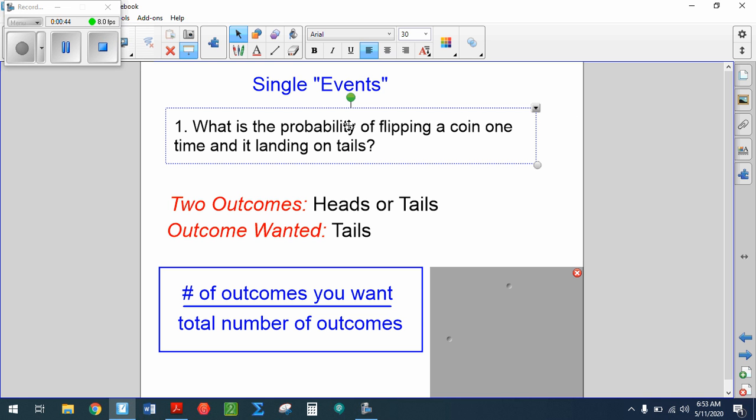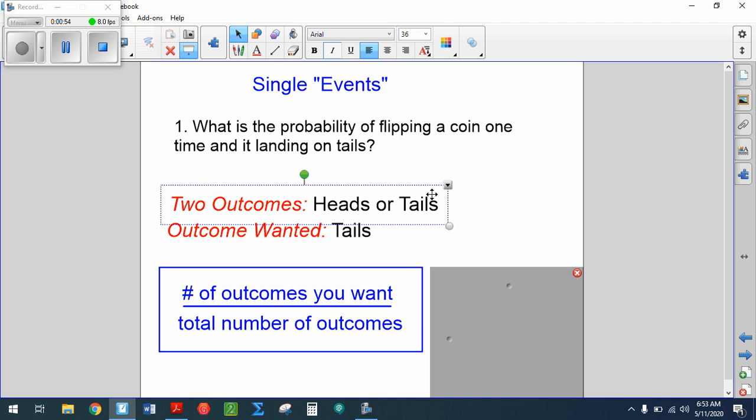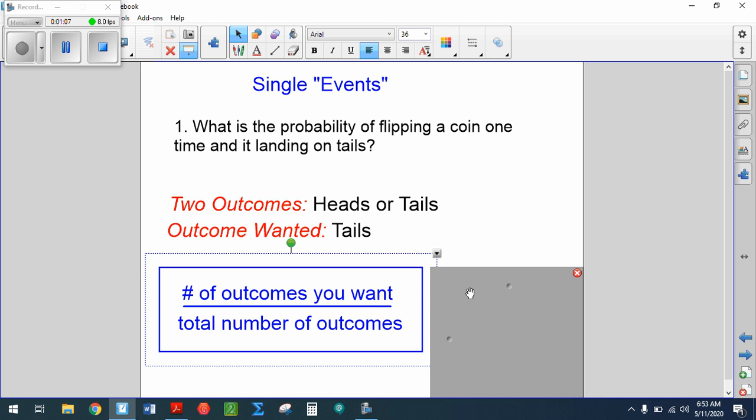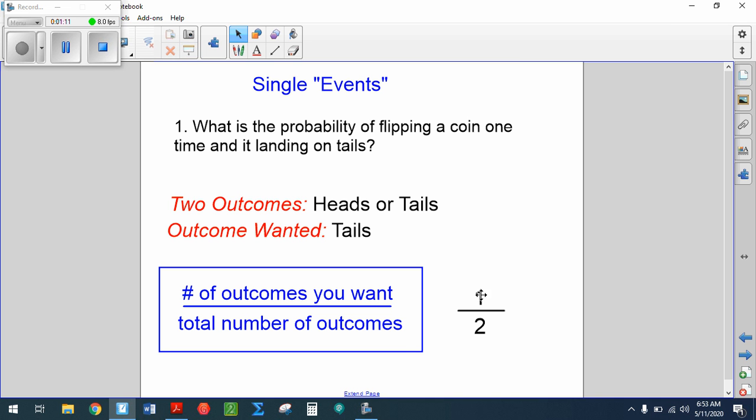Here's the question. What's the probability of flipping one coin, or flipping a coin one time, and it landing on tails? So the total outcomes I have, there's two outcomes. I have heads or tails, so two outcomes. I want the probability of it landing on tails, and so there's only one good outcome that I want. So for total outcomes, the number of outcomes we want, my probability would be 1 over 2. There's one tail over heads and tails, or one outcome that I want over two total outcomes. Okay, so this 1 goes with the tails, this 2 goes with the heads or tails. So the probability of flipping a coin landing on tails is 1/2.